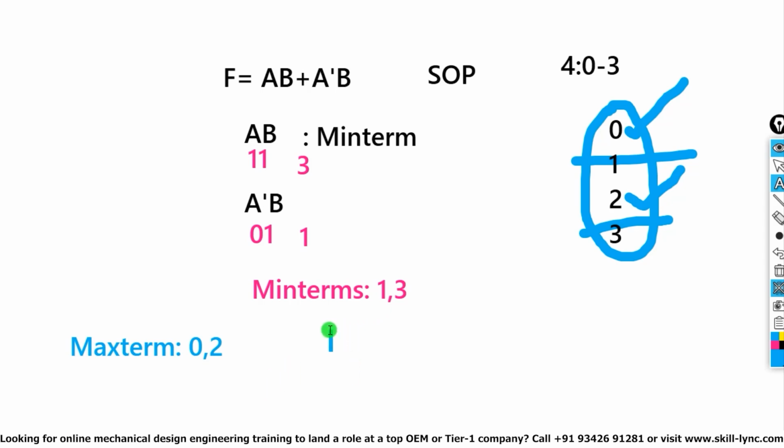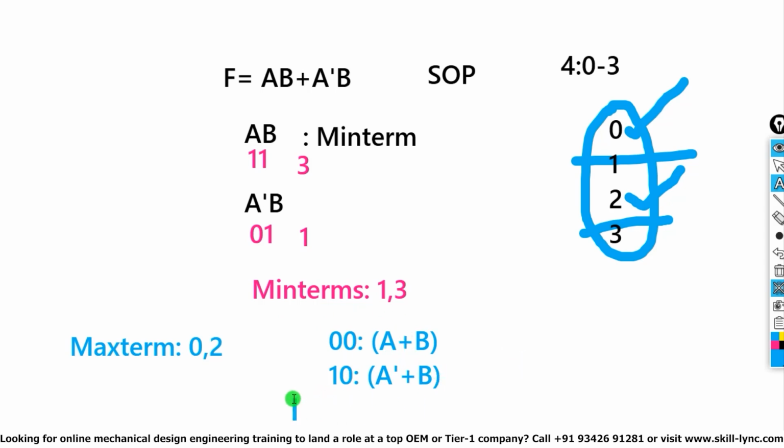So max term is 0. Because two variables are involved, A, B, we will write in 2 bits. 0 is 0, 0. Because we have to write in the form of POS, it will become A plus B. Second is 2. 2 is 1, 0. So it will be A bar plus B. Okay, so we are writing the max terms in the form of POS.